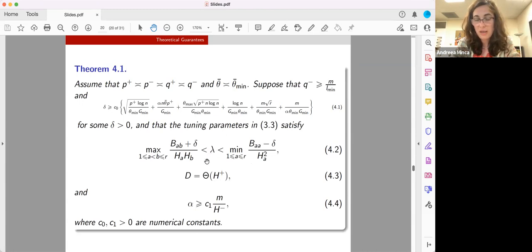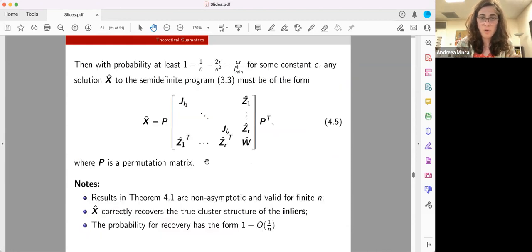And then if your lambda is in the right interval, then we are going to obtain a clustering, and the clustering is via this matrix X that says which nodes belong together. So it's going to have 1 if 2 nodes belong to the same cluster. So this one correctly recovers, in this case, the true cluster structure of the inliers. And of course, this is a statement that is non-asymptotic and is valid for a finite n.